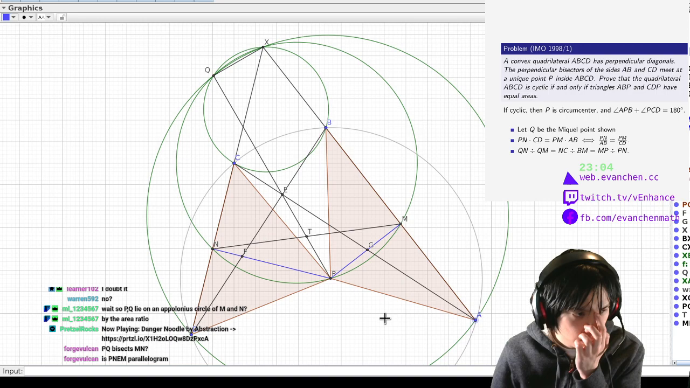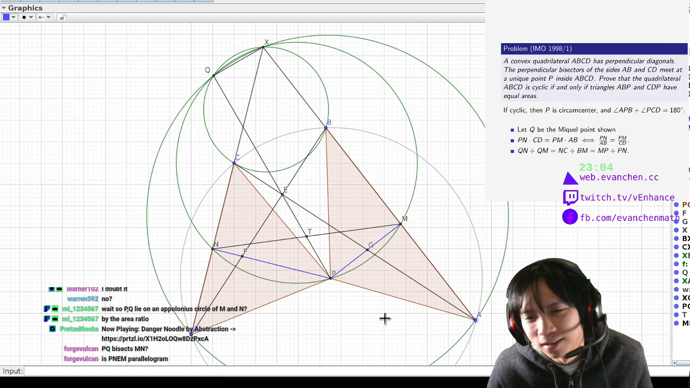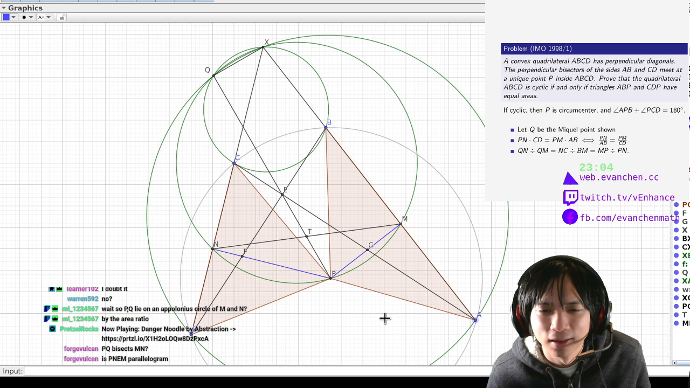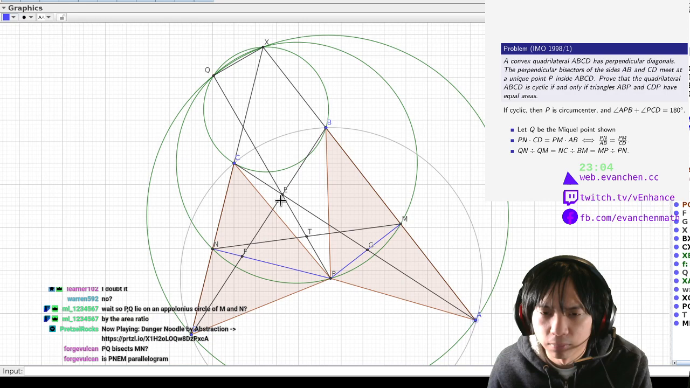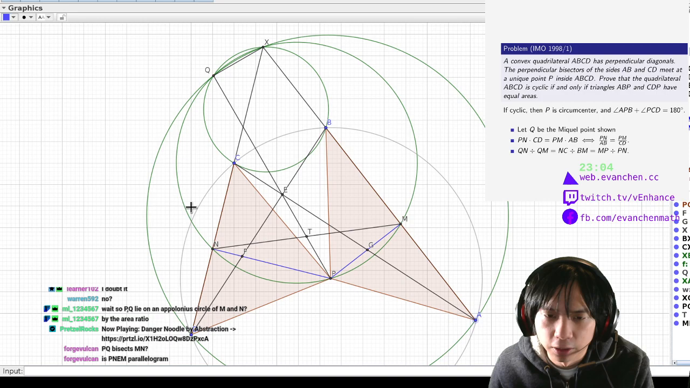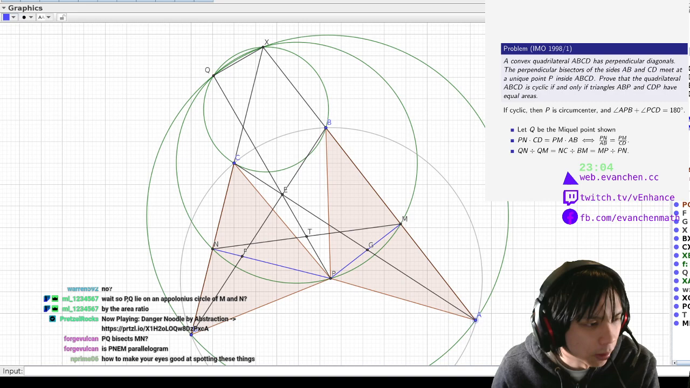Yeah, I have the same thought that it's a parallelogram, but I can't see why. EN and EM are equal to... Yeah, I need to draw EN.